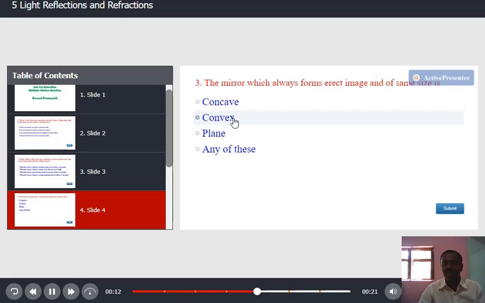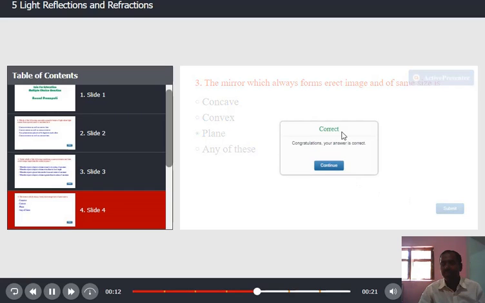In case of convex lens, we get erect and shorter than the object image. So this is also not a correct option. Plane mirror: we always get an erect image, and the size of the image is always equal to the size of the object. So this is the correct option. Let's submit. Yeah, this is correct. Now continue and see the next question.